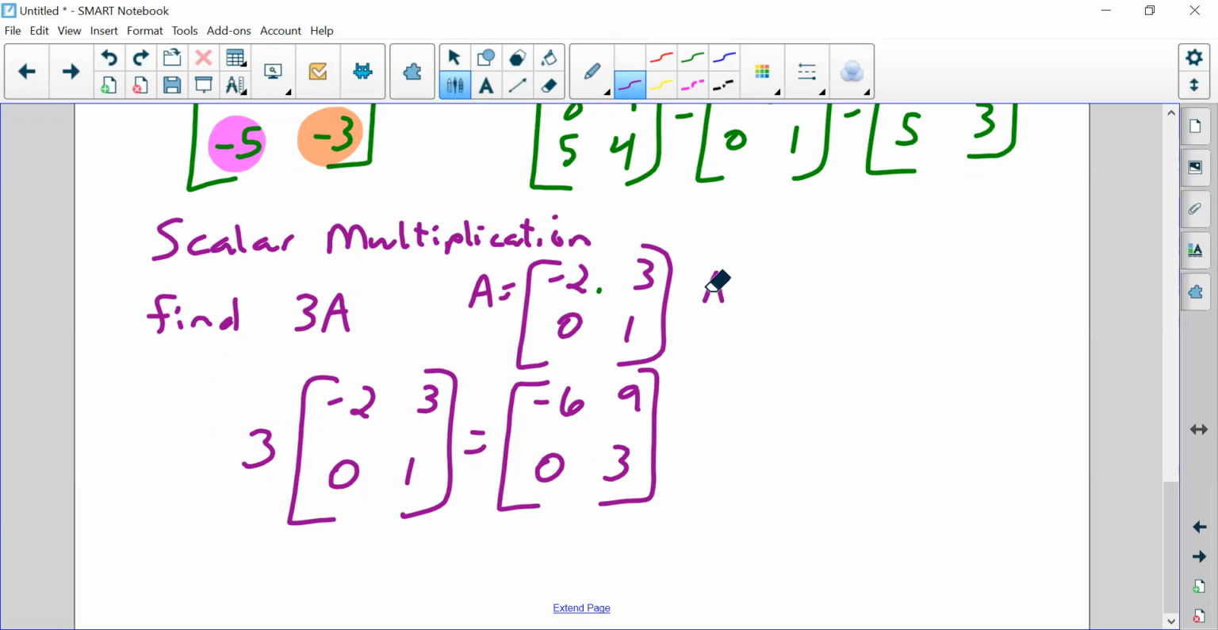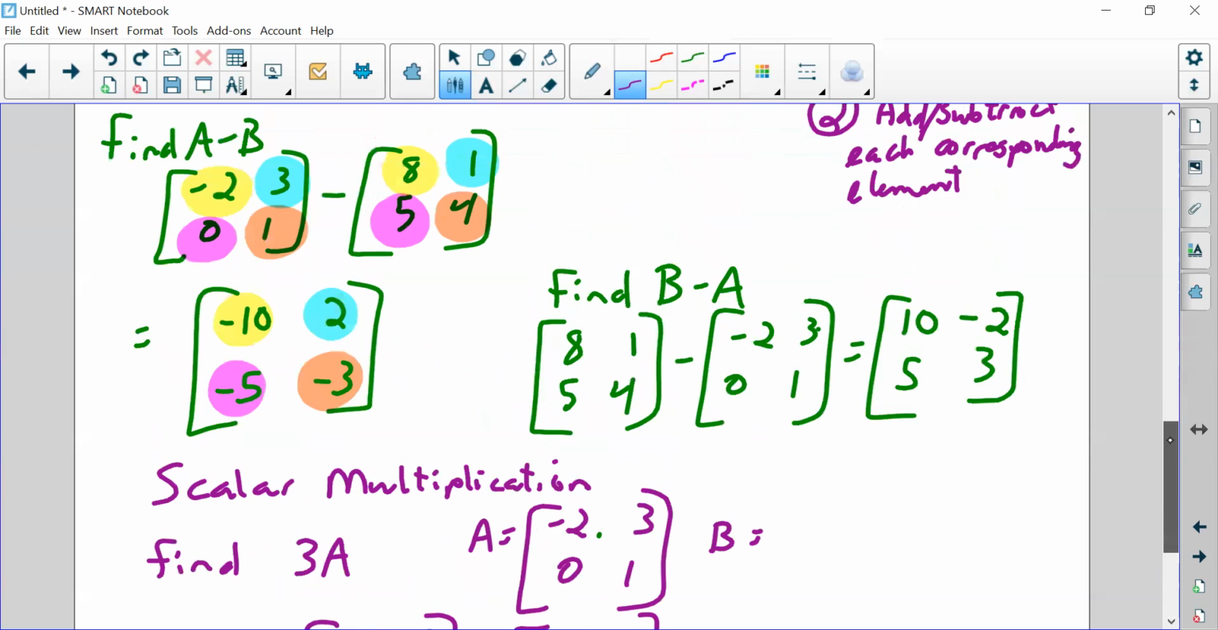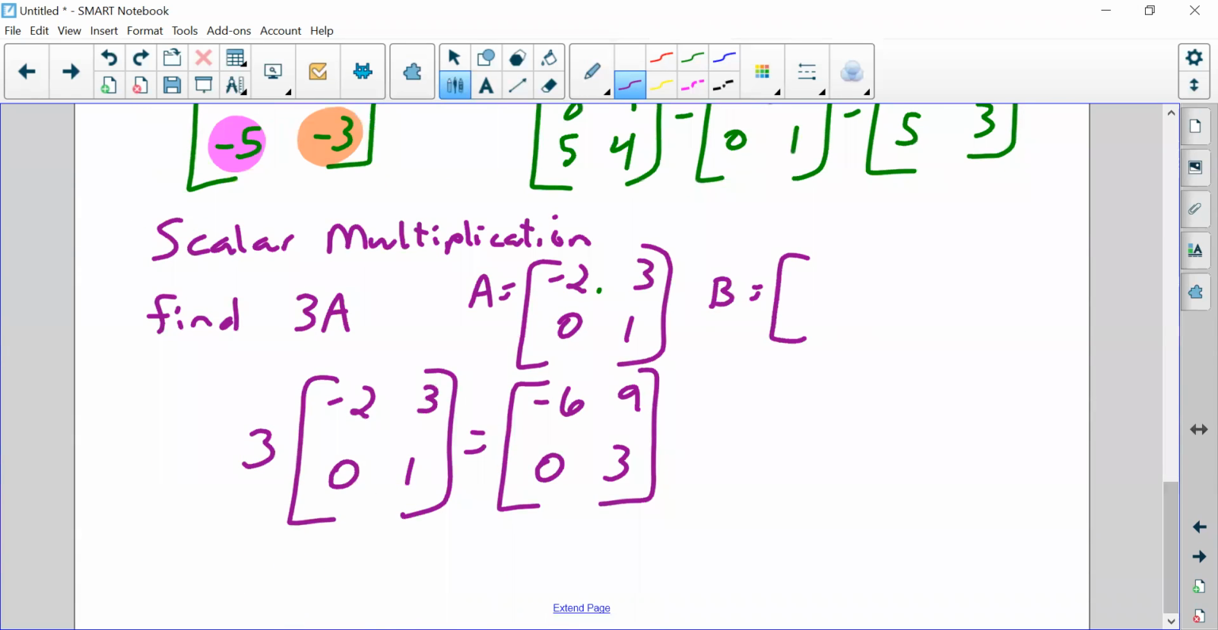So A was this. What was our B again? B is 8, 1, 5, 4. I want you to find 4B minus 2A. So we're going to put scalar multiplication together with our adding and subtracting. So find 4B minus 2A.